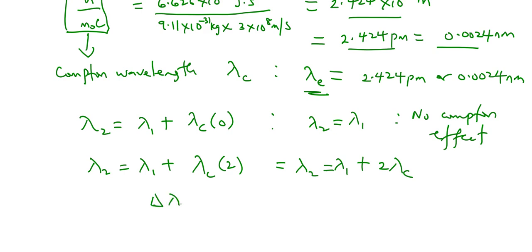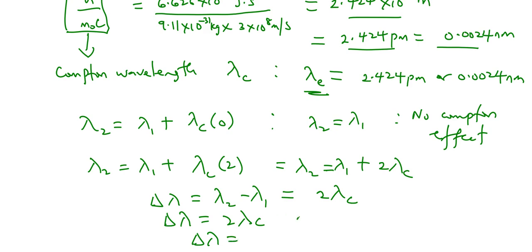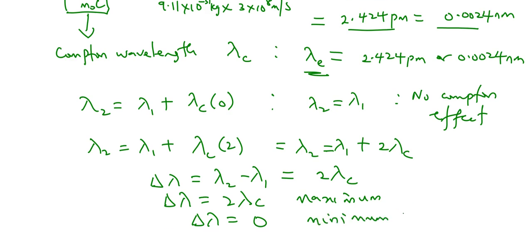Or we can say delta lambda, which is the change in wavelength, can be 2 lambda c. This is the maximum, and the minimum is 0. But if it is 0, then there is no Compton shift. So anytime you are solving a problem on the Compton effect, your answer should be between 0 and 2 multiplied by the Compton wavelength. If it is above this, then you should know that something is wrong with your calculation.